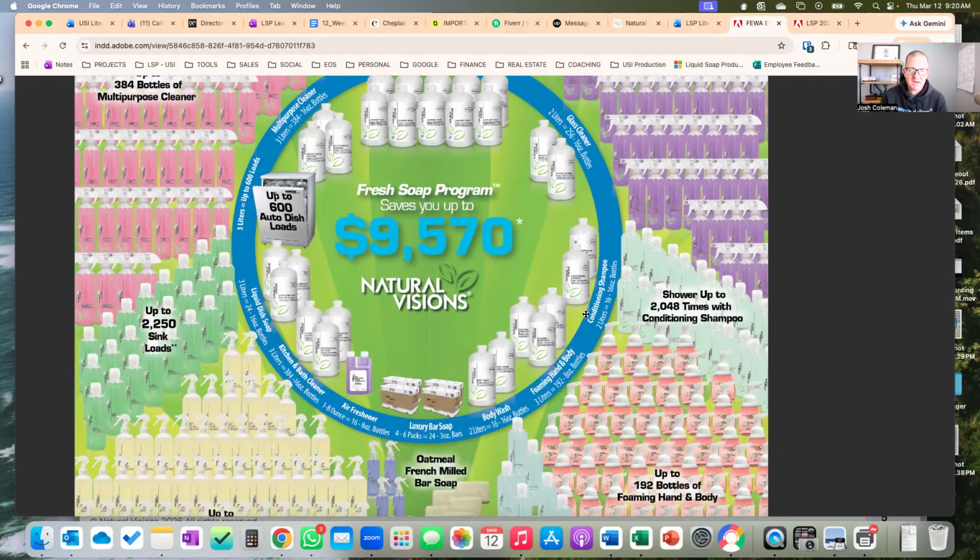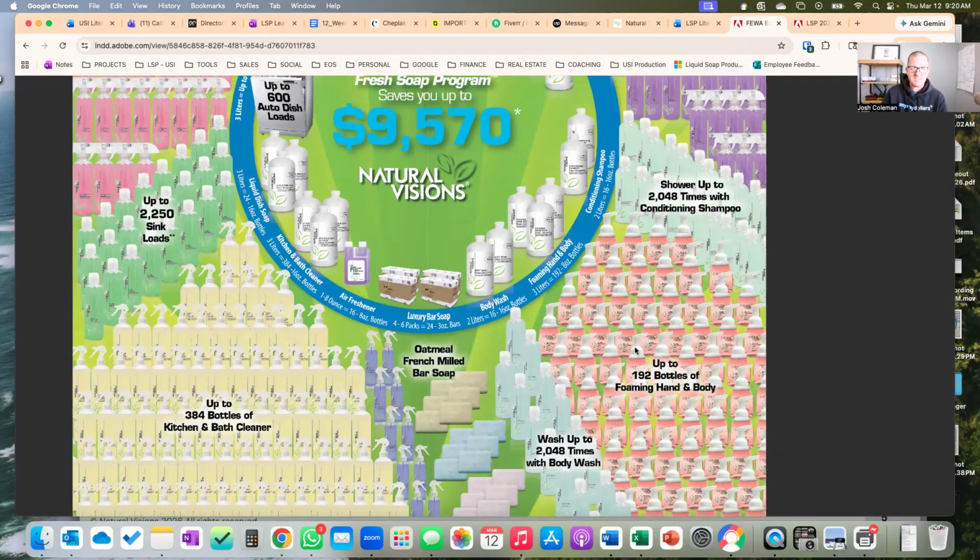I'm going to go down here and pick on foaming hand and body soap for a second. In this example, in the $9,570 program, we give away 3 units of soap. So 3 liters of foaming hand and body soap. Each liter makes 64 ready-to-use bottles. Now, put yourself back in the consumer shoes. You're walking into Bath and Body Works, excuse me, I get the 2 confused. You're walking into Bath and Body Works.